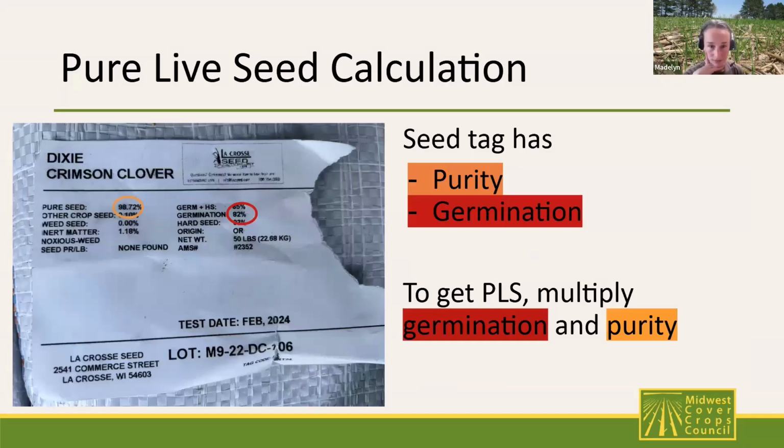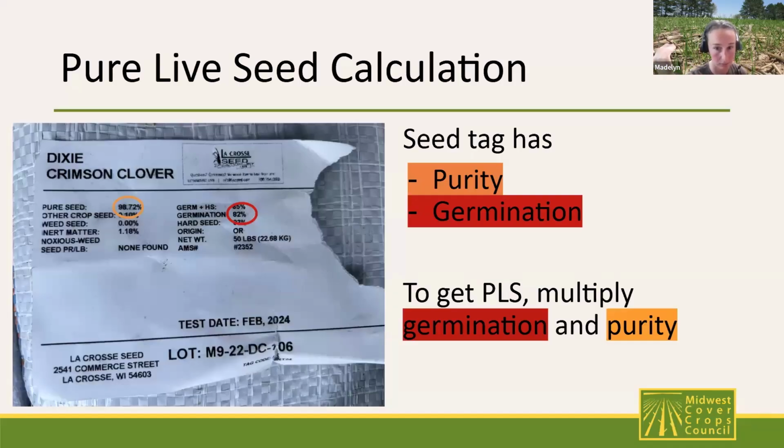So pure live seed is going to come from information on your seed tag. Seed tags are regulated, and so there's specific information that needs to be on them. One being your pure seed, and the other being germination. Those are two numbers that should always be there. To go from purity and germination to pure live seed, you're going to multiply.